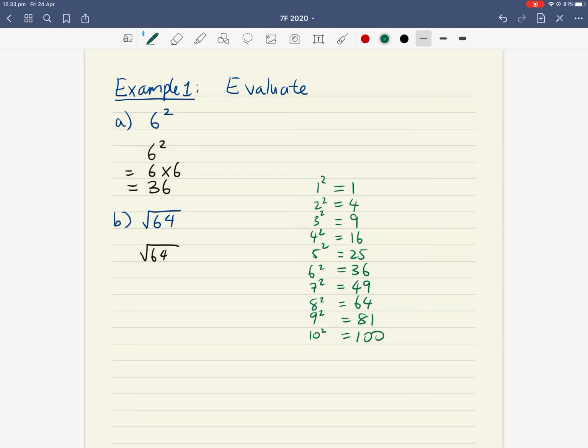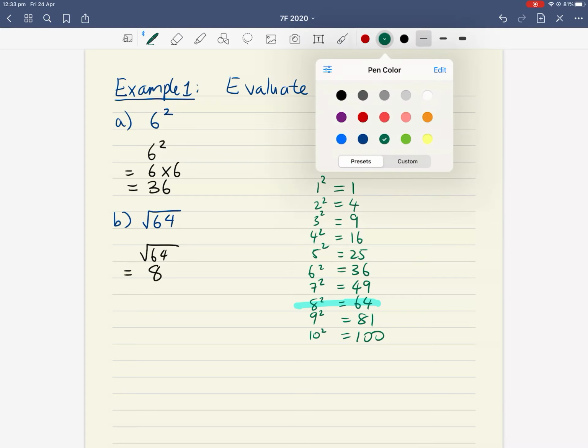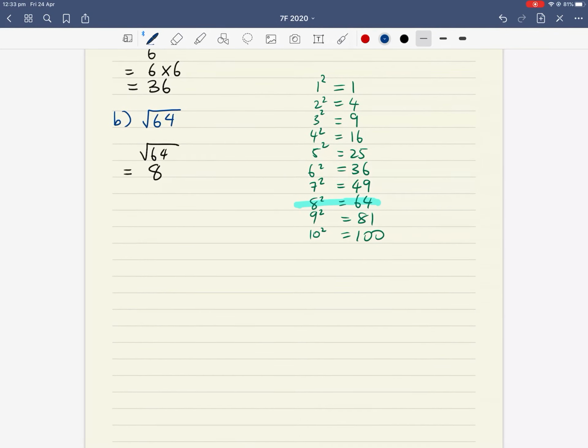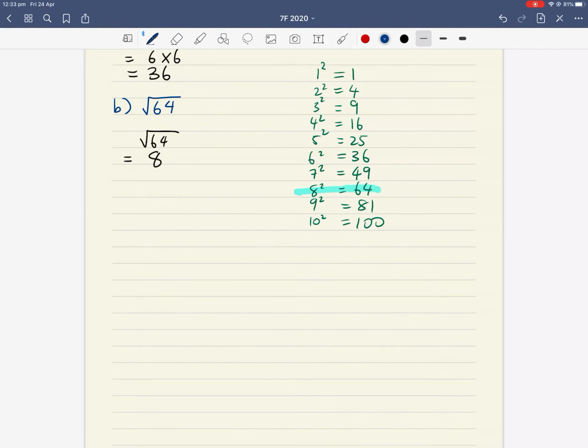So if you don't know the answer immediately to the square root of 64, that's okay. Write on the side your square numbers and then go, okay, what squared gives me 64? Well, 8 squared gives me 64. So we can write that the square root of 64 equals 8. And that's all you need to write, because 8 squared is 64, and the opposite of square rooting is squaring, or vice versa. So square root of 64 equals 8.